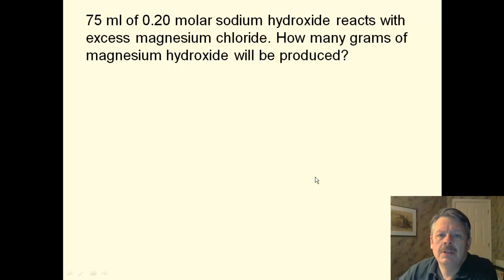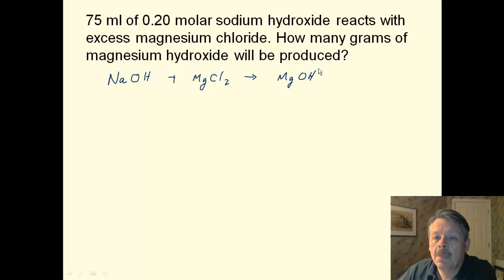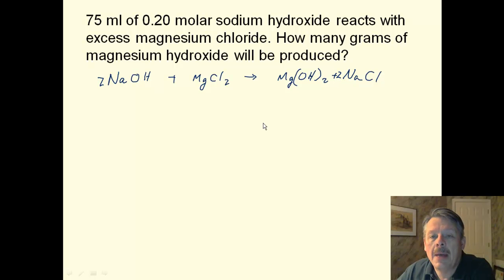You have 75 milliliters of a 0.2-molar sodium hydroxide solution and it's reacting with magnesium chloride. How many grams of magnesium hydroxide will be produced? Well, the first thing we have to do is come up with a balanced chemical equation. So we have sodium hydroxide, and it's reacting with magnesium chloride. That looks like a double replacement reaction to me. So we're going to get magnesium hydroxide and sodium chloride. And let's see, that means I'm going to need 2 of these, and 2 of those, so I'm now balanced.